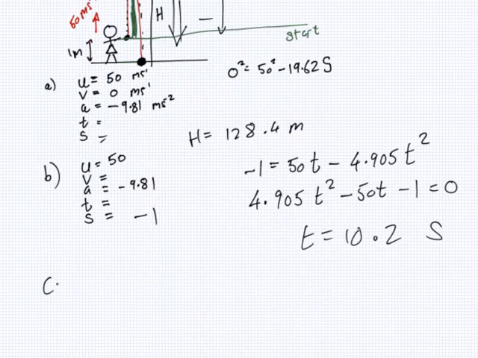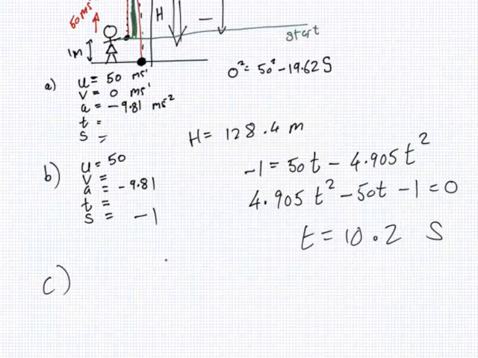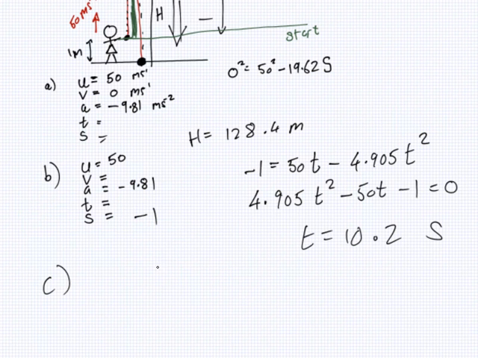Okay, C. Why is it negative 1 again? Not positive 1? Because we say up is plus and down is minus. So it is 1 meter under where it started.